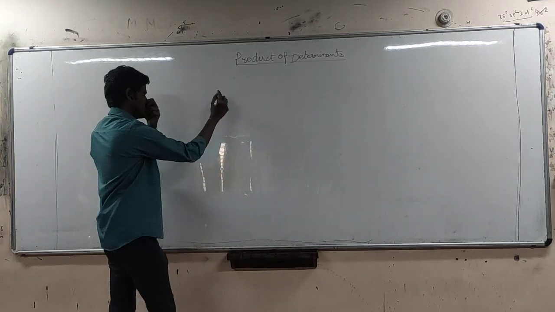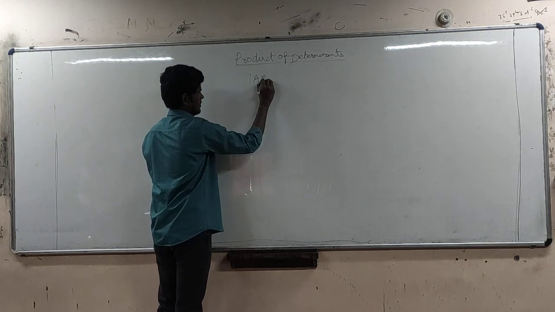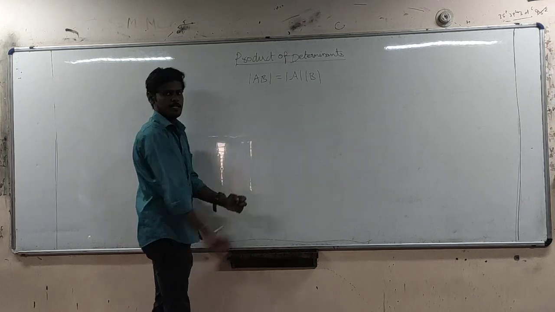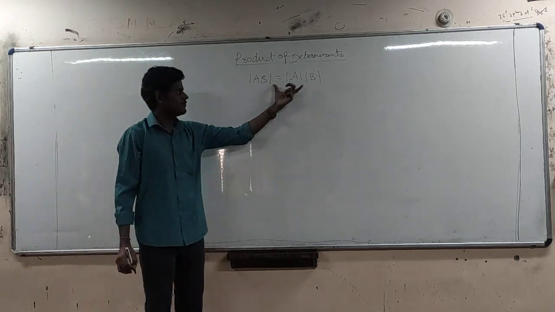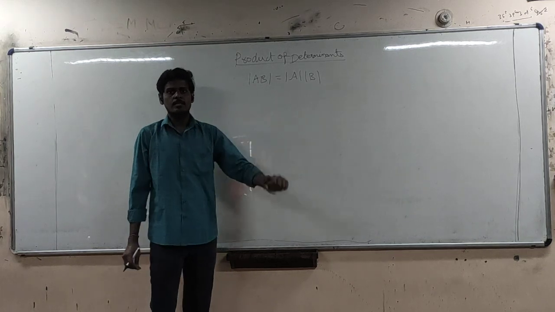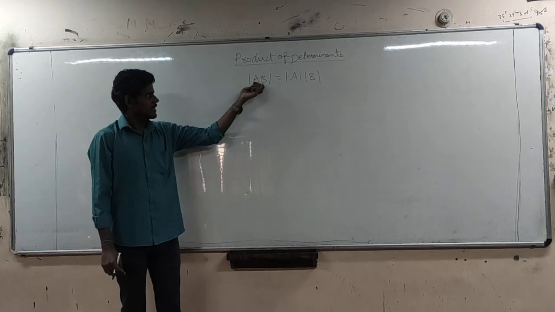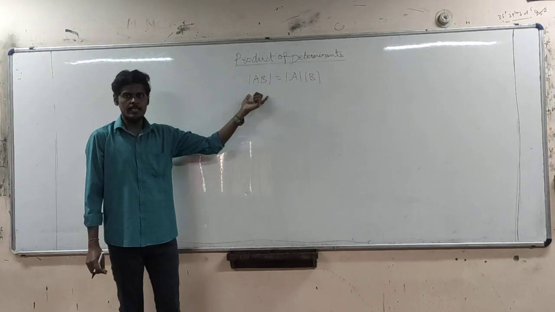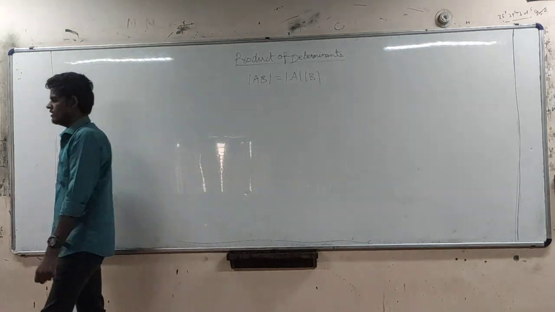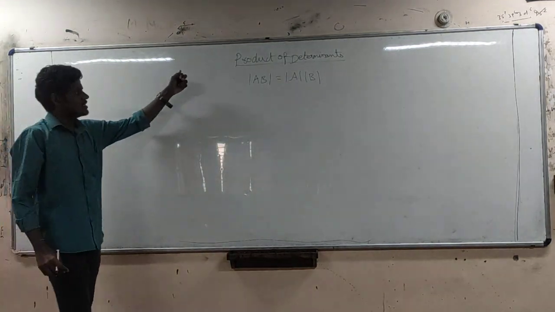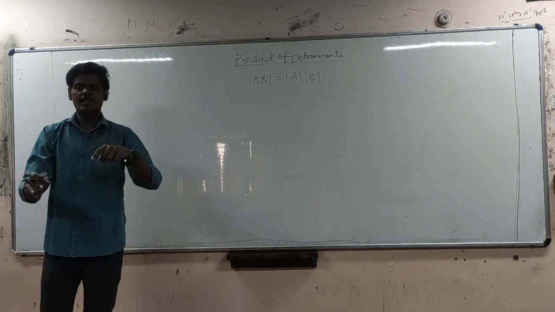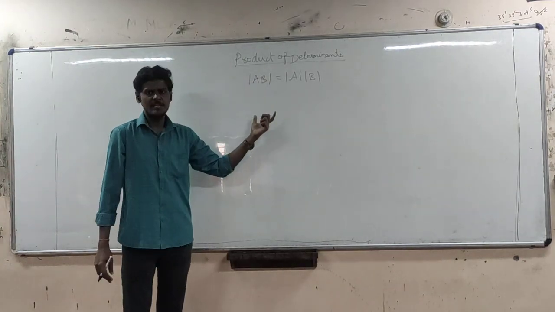We already know the determinant of AB equals determinant A into determinant B. We already know this property. So we also know how to find the determinant value. So we can multiply the two matrices and then take the determinant, or take the determinant individually and find the value. But it is not always easy to calculate this way because we have to multiply matrices and then take the determinant.